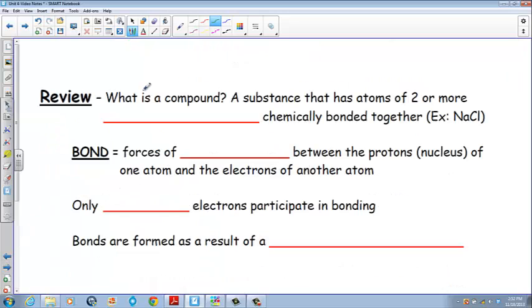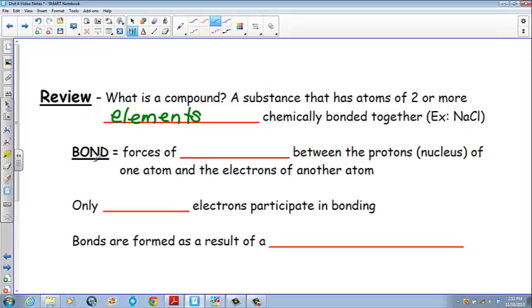So let's review what a compound is. A compound is a substance that has atoms of 2 or more elements that are chemically bonded together. So for example, sodium chloride. Sodium is an element, chlorine is an element. Sodium is a metal, chlorine is a nonmetal. So we're going to look at that and say, why do they attract each other?